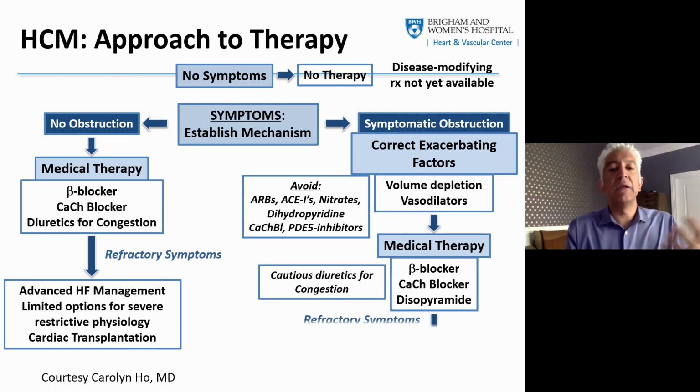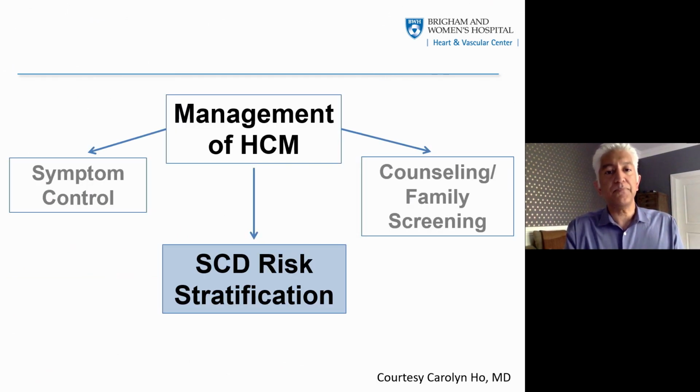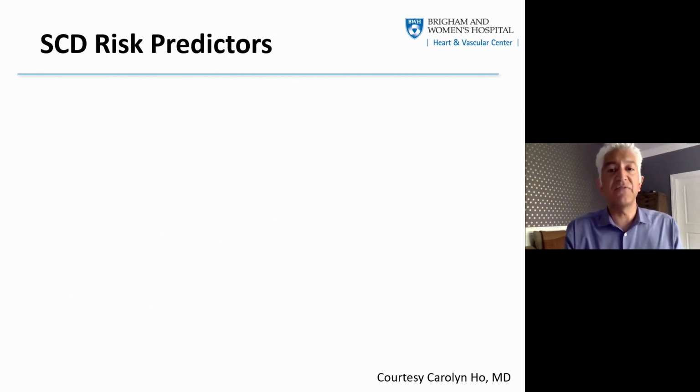And then here, the other consideration is whether patients need septal reduction to relieve the obstruction, either with alcohol septal ablation or myectomy. And that's really beyond the scope of this talk, but just know that that option is available for patients who have severe obstruction and are refractory to medical therapy. I mentioned the second component here is really focusing on risk stratification of patients for sudden death, because that is a devastating complication of this illness.